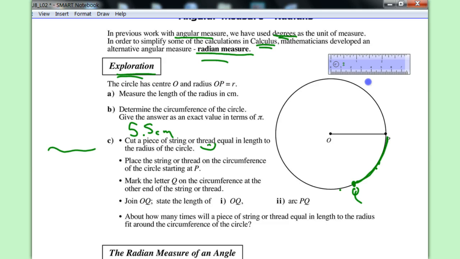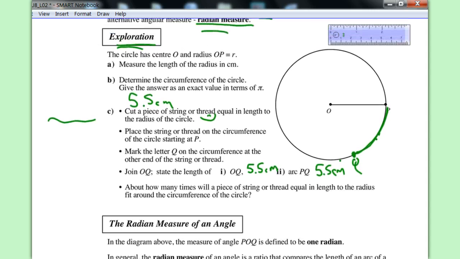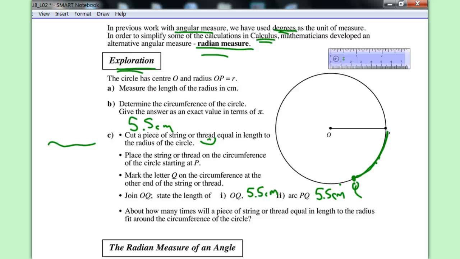State the length of OQ. Well, I know that it's still 5.5 centimeters, and the length of that arc is the same thing as 5.5. So an arc is a piece of a circle. About how many times will that string, equal to the length of the radius, fit around the circle? So now you just keep repeating that process. We'll call that Q1. That was the first time that happened.